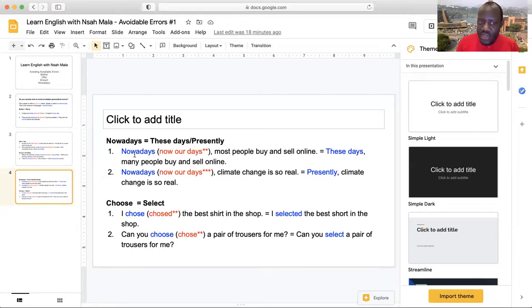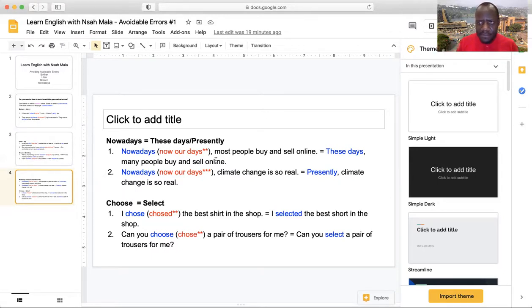And once you start doubting how to spell this, please just use "these days," and that will be fine. So you can say, nowadays, most people buy and sell online. You can also say, these days, many people buy and sell online. You can say, presently, many people buy and sell online. You can say, today, many people buy and sell online, and we will understand that today here is a generic form. It doesn't actually mean a specific today. It means this time, this present moment, this present era, or longer duration.